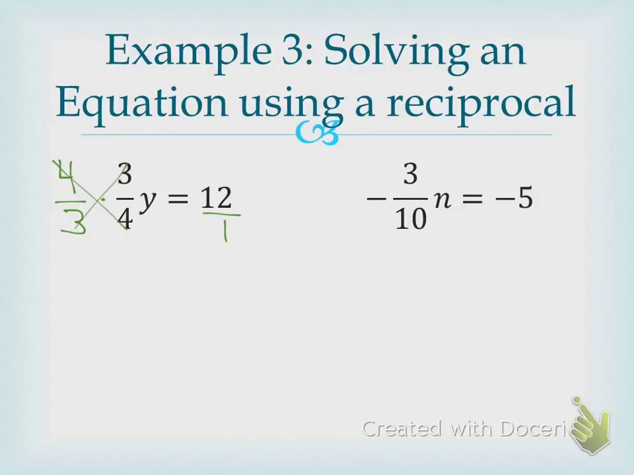And now you do have to do a little bit of multiplying on the other side. Can you cross-reduce anything? Yes. You can cross-reduce the 3 and the 12 to 4. And y would equal what?